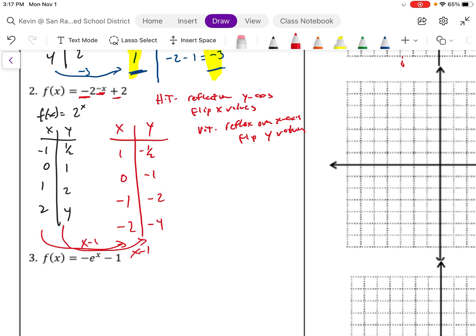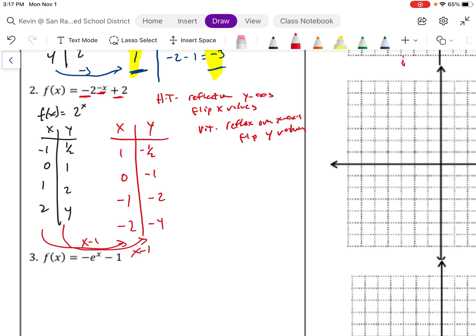And then the last one is we're going to add 2. So the last vertical transformation is we're going up 2. We're going to add 2 to y, so it's going to push our whole thing up. So +2, +2, +2, and +2. This is 1.5. This is 1. This is 0. And this is 2.